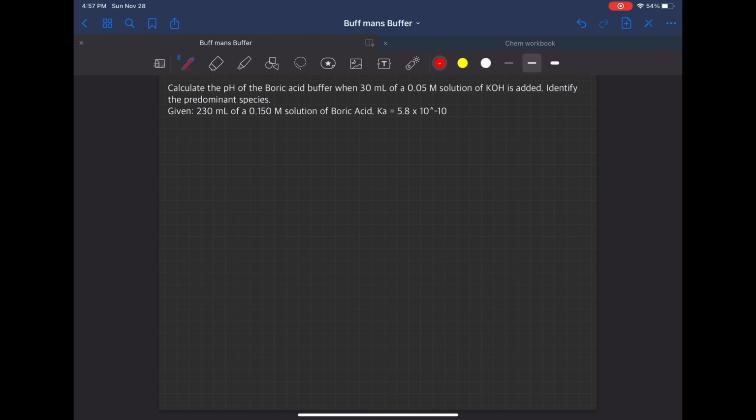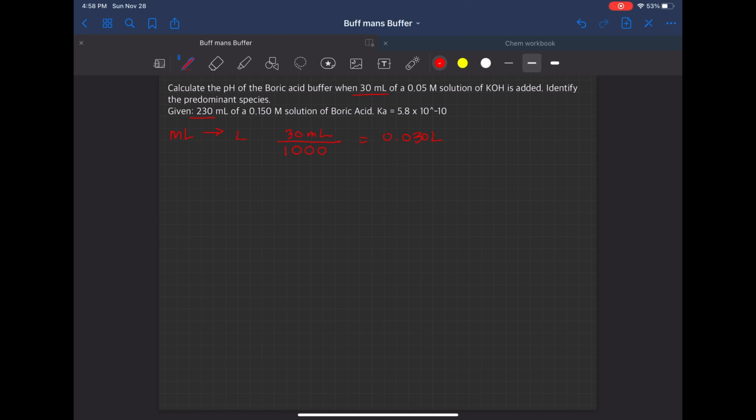Now we're told to calculate the pH in region 2 given the same information for boric acid, and we are adding 30 milliliters of 0.05 molar solution of potassium hydroxide. So in order to do that, we still have to convert milliliters to liters, and we're going to do that by dividing by 1,000, and we're going to get 0.030 liters.